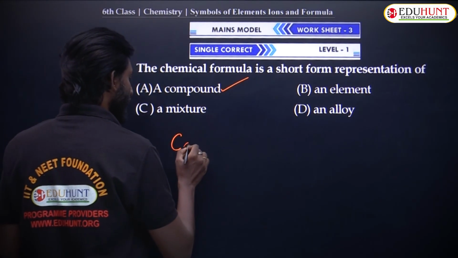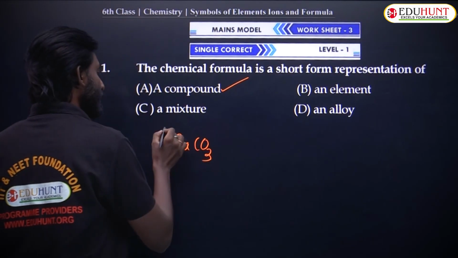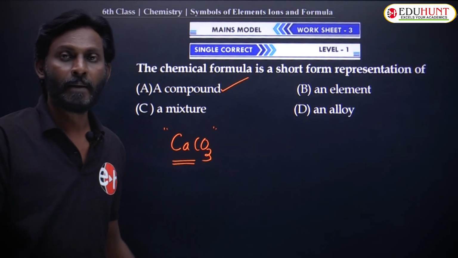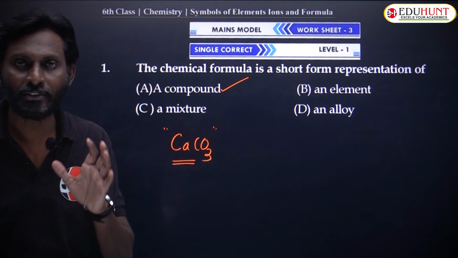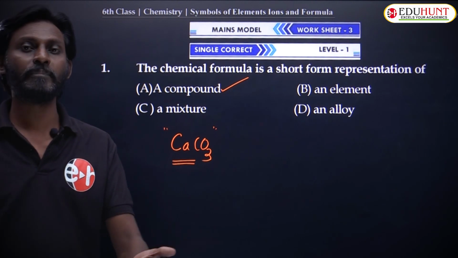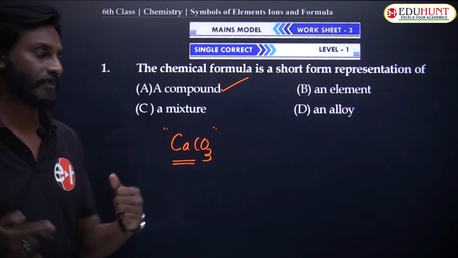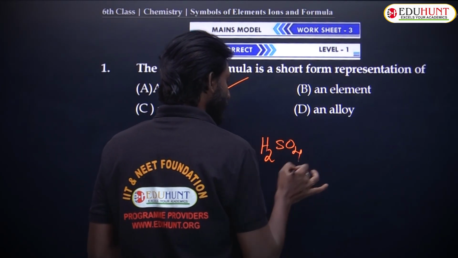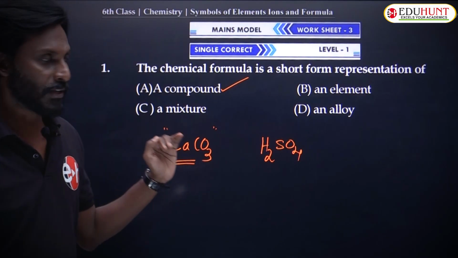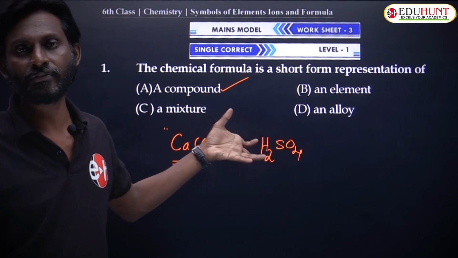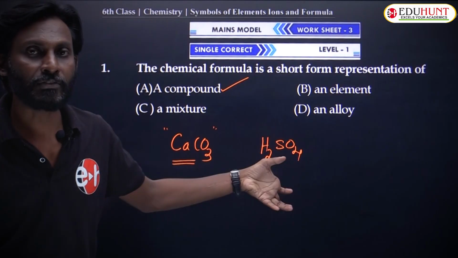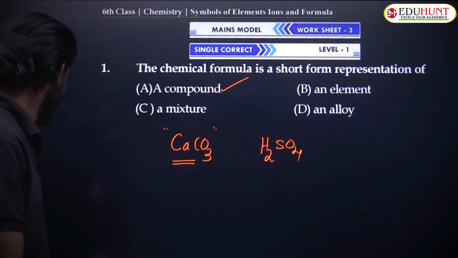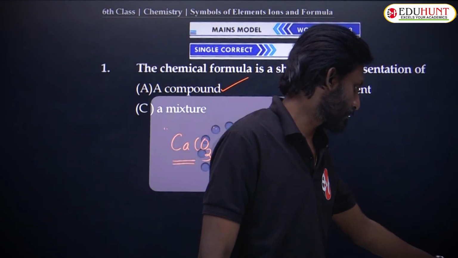CaCO3 is a formula, a short form of representation of the compound called calcium carbonate. Like that, H2SO4 is the short form of representation of the compound called sulfuric acid. Moving towards the next question.